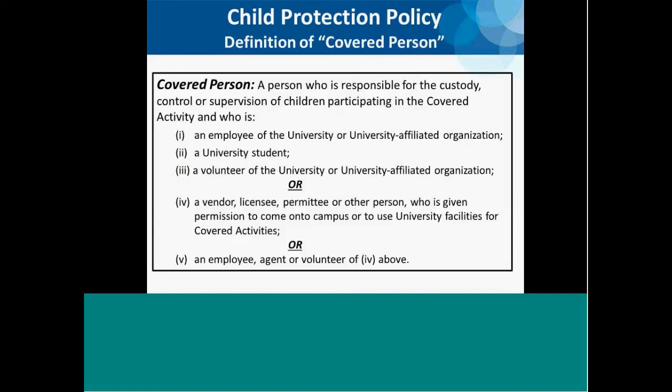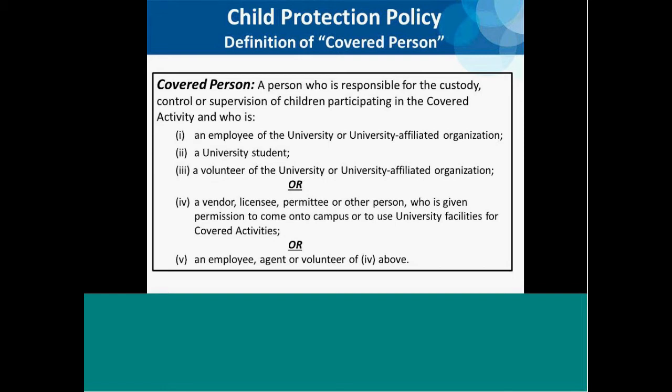Moving now to the definition of a covered person. A covered person is a person who is responsible for the custody, control, or supervision of children participating in a covered activity and who belongs to one of the following 5 categories. Number 1, an employee of the university or university-affiliated organization. Number 2, a university student. Number 3, a volunteer of the university or university-affiliated organization.